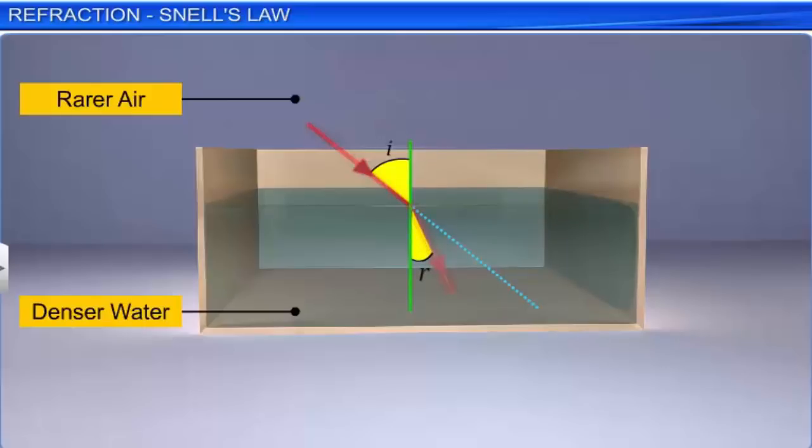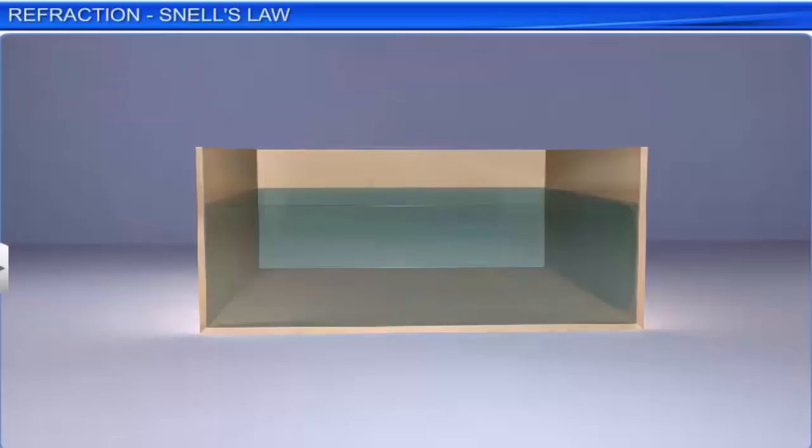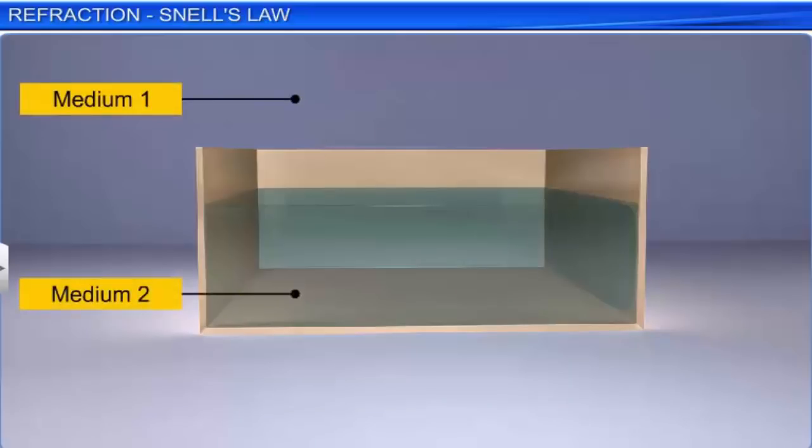When light travels from medium 1 to medium 2, one: the incident ray, the refracted ray, and the normal to the interface at the point of incidence all lie in the same plane.